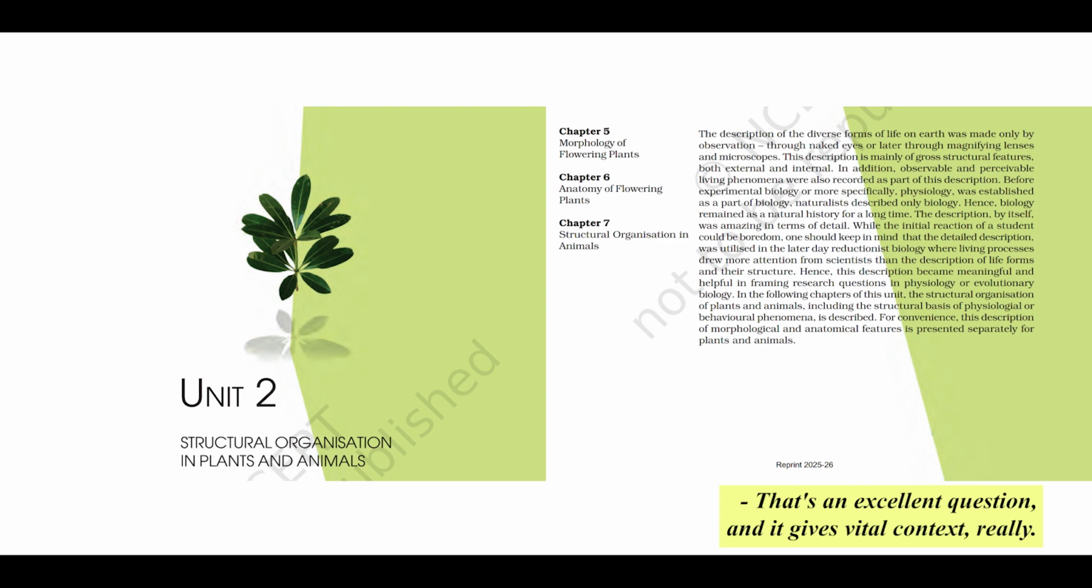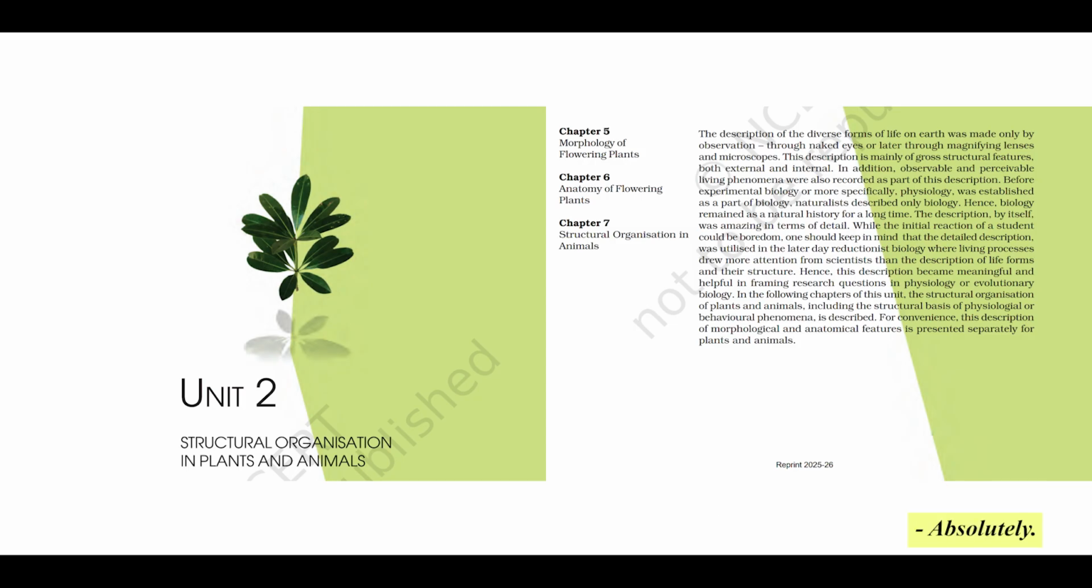That's an excellent question, and it gives vital context. Imagine the earliest biologists, long before we had powerful microscopes or genetic sequencing. Their work was, in essence, natural history. They were primarily naturalists, driven by curiosity, who focused intensely on observing and meticulously recording the gross structural features of life forms. This involved looking at both external features, things visible to the naked eye, and internal ones, often discerned with just simple magnifying lenses. That whole era was characterized by an astonishing level of descriptive detail, almost like collecting and documenting every single puzzle piece before you even knew what the full picture looked like.